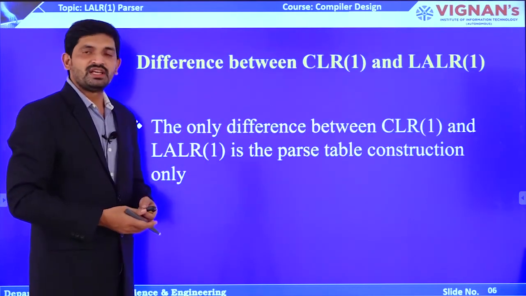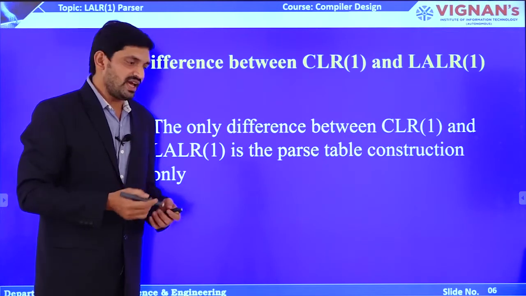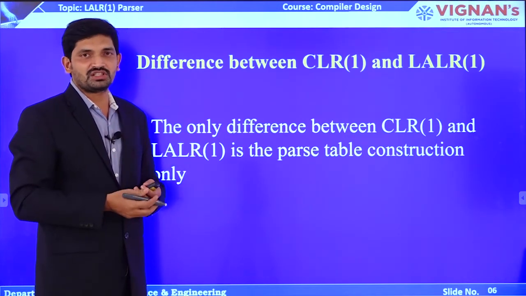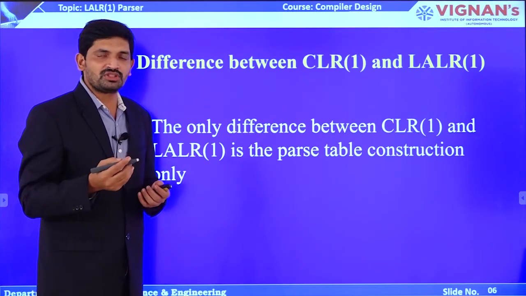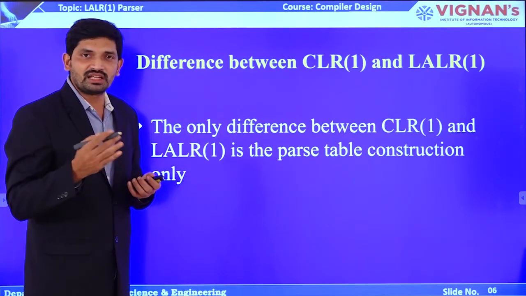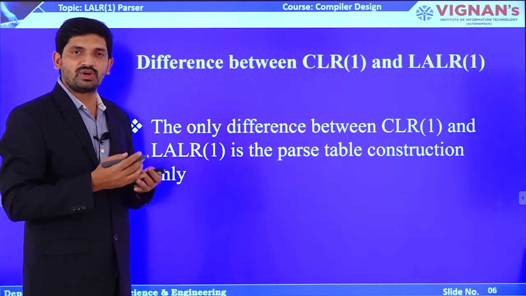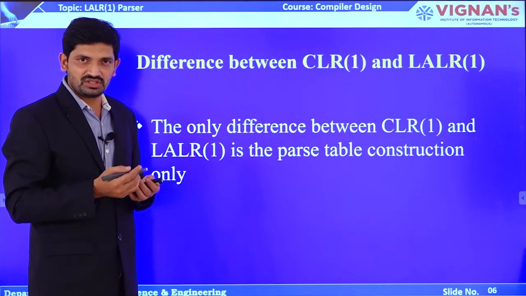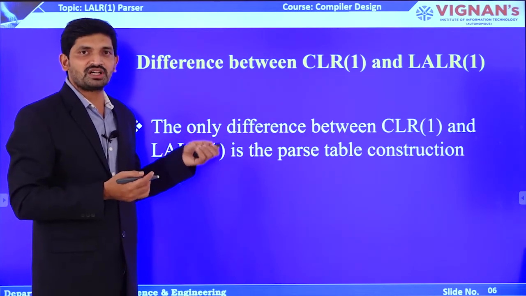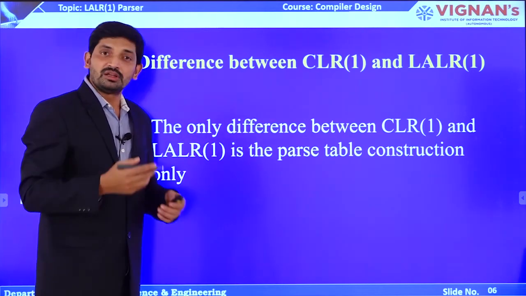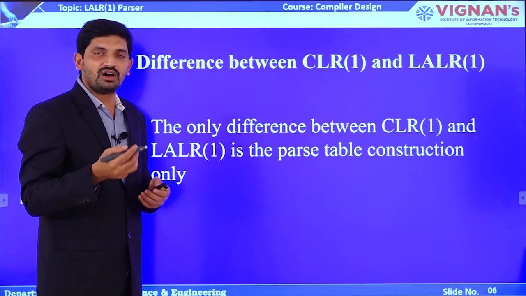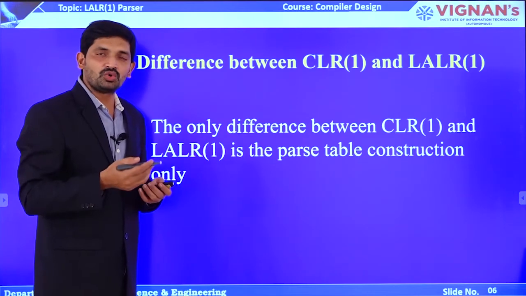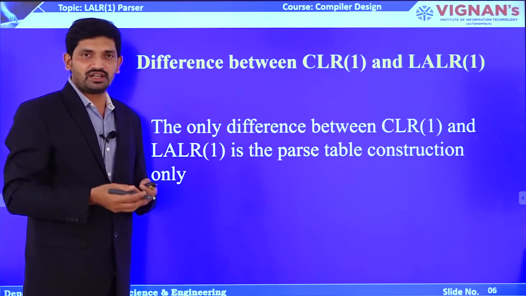The difference between CLR(1) and LALR(1). As we discussed earlier, the difference is only in the construction of the parse table. The parsing process is common for all the LR parsers like LR(0), SLR(1), CLR and LALR. For all the parsers, the parsing process is the same. The only difference is in the construction of the parse table. Remember, the shift operations are common for all the LR parsers. The only difference is where to place the reduction operations.